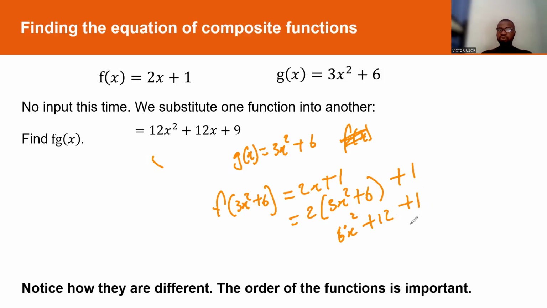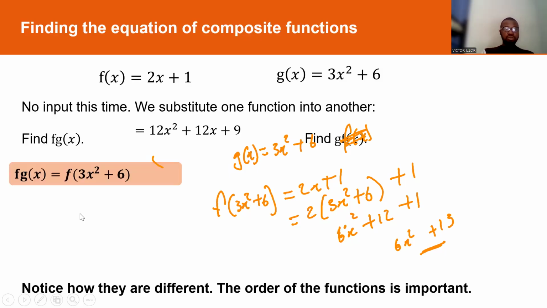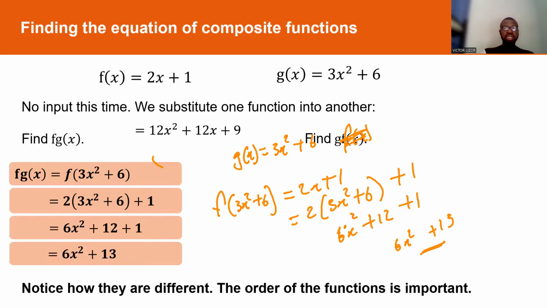And that is what you will get. So you will get 6x squared plus 13. This is what we get. So in other words, if you're able to substitute, you put g of x inside your f of x, and it's going to give you the answer that you get. And that is what they'll be able to get here, like what I just solved for you. You now have 6x squared plus 13 when you are able to solve it that way.